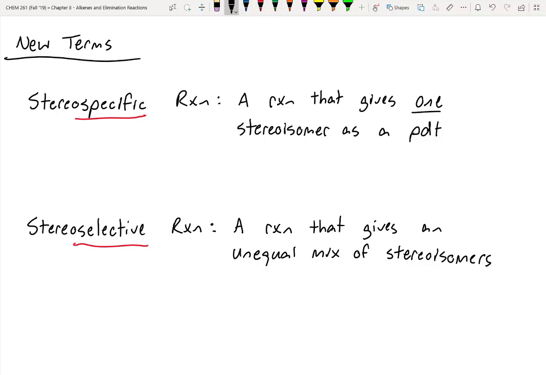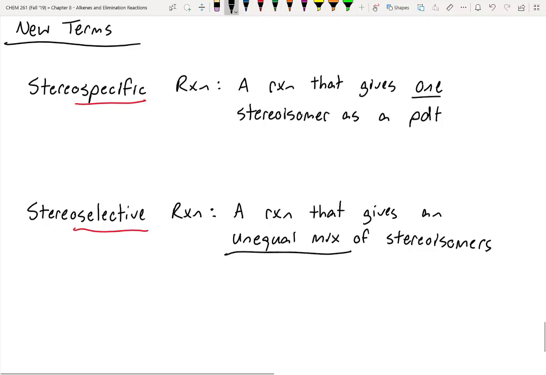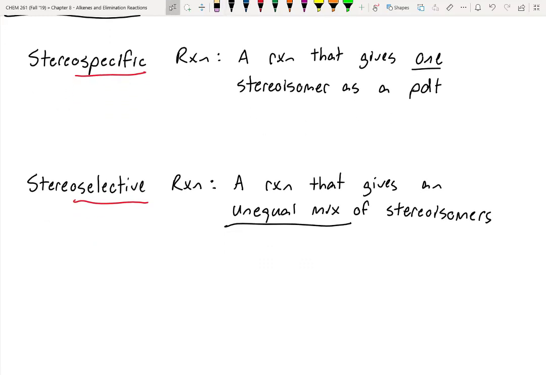So the main difference is when you're specific, you only get one thing. When you're selective, you don't just get one thing. You're open to a lot of things, but you prefer one thing over the other, right? So for example, my car shopping analogy, I prefer an SUV, but yeah, crossover would be fine as long as I can get to where I need to go. All right, so those are two new terms. There's one last one, though. Regioselective.